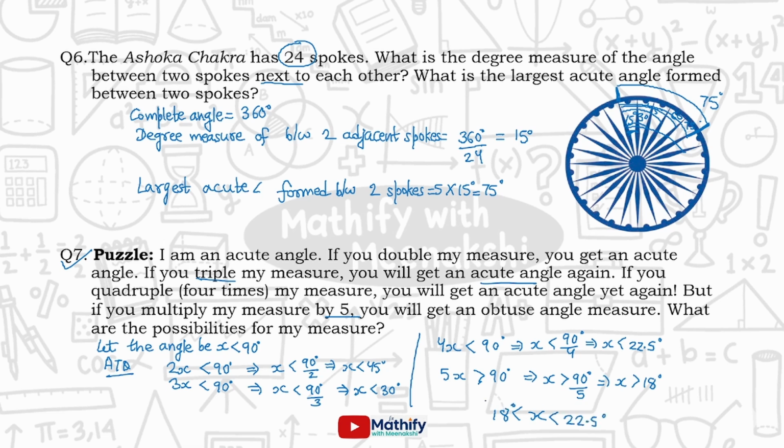So they are saying that what are the possibilities for my measure? So this is the possibility. It can be from 18 point something to 22.4 something. It can't be 18 and 22.5, but it can take any value between these two degrees. So by this we are done with this chapter.